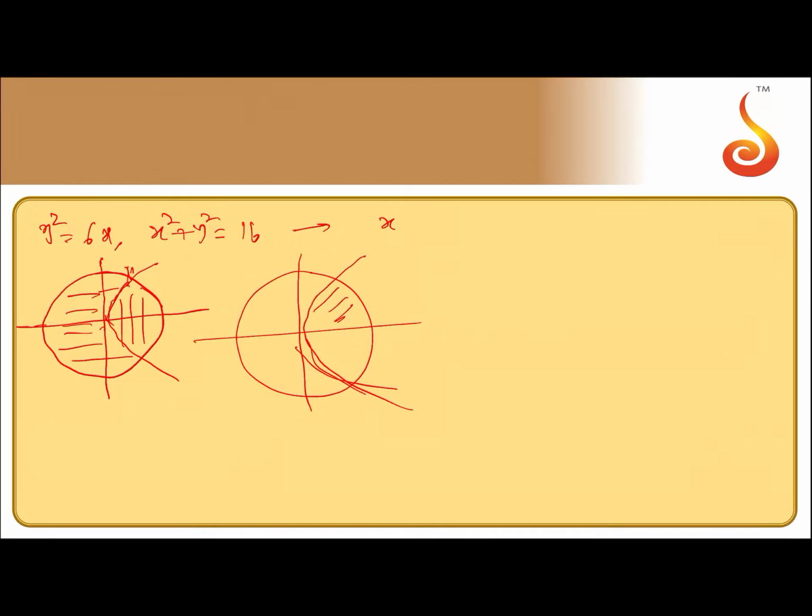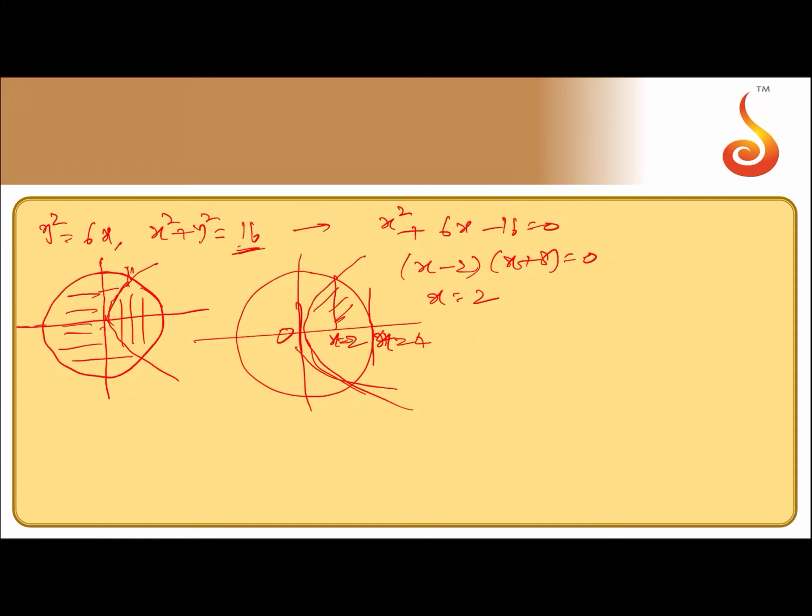So let me evaluate this one by solving these two equations. You will get x square plus 6x minus 16 equals 0. Therefore, x minus 2 multiplied by x plus 8 is equal to 0. So, x cannot be negative. So, x equals 2. That means x equals 0 to x equals 2. And the radius of the circle is equal to 4. This is x equals 4, right?